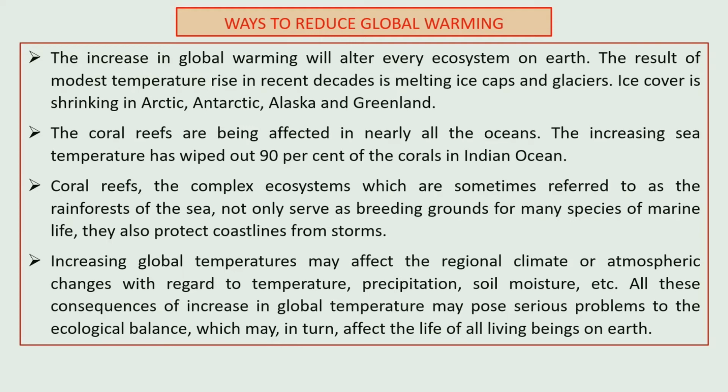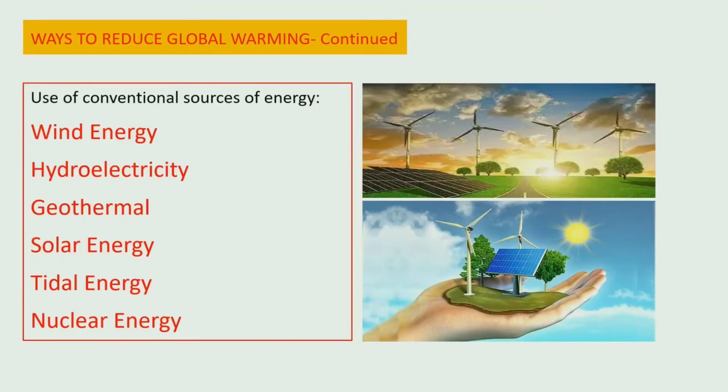So increasing global temperatures may affect the regional climate as well as atmospheric changes, and all these consequences will happen due to the increase in temperature. Since carbon dioxide accounts for nearly half of the greenhouse gases, the best way to solve the problem would be to use sources of energy such as wind energy, hydroelectricity, geothermal, solar energy, tidal and nuclear energy. All these energy sources should be used, as they do not produce pollution or carbon dioxide.